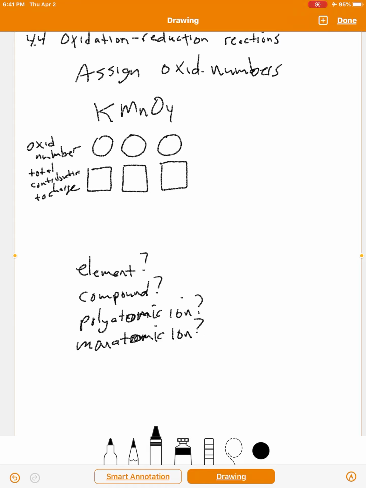It's got to be one of those four. Well, you look at it, it's KMnO4. It's neutral, no charge, so it's not a polyatomic ion or a monatomic ion. And it's certainly not an element. There are 3 elements in there, so it's got to be a compound.